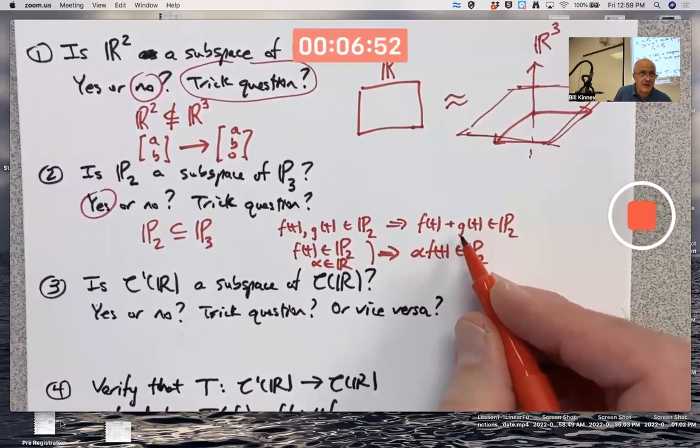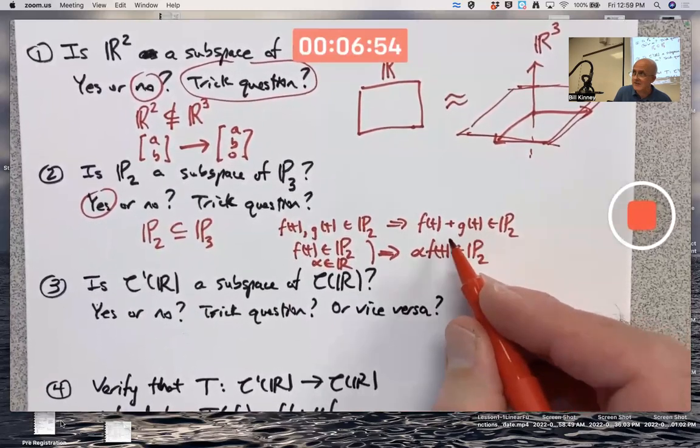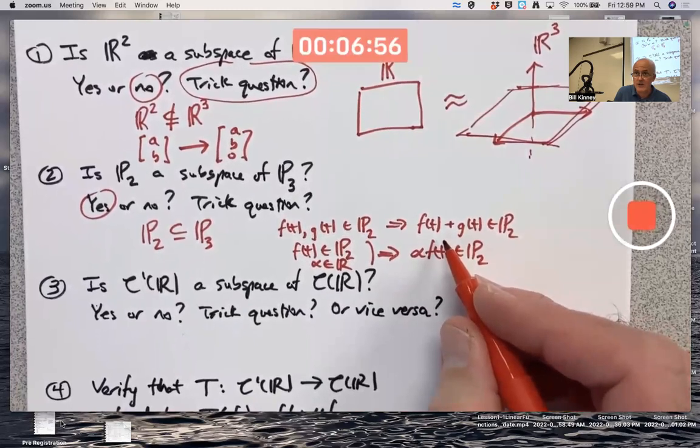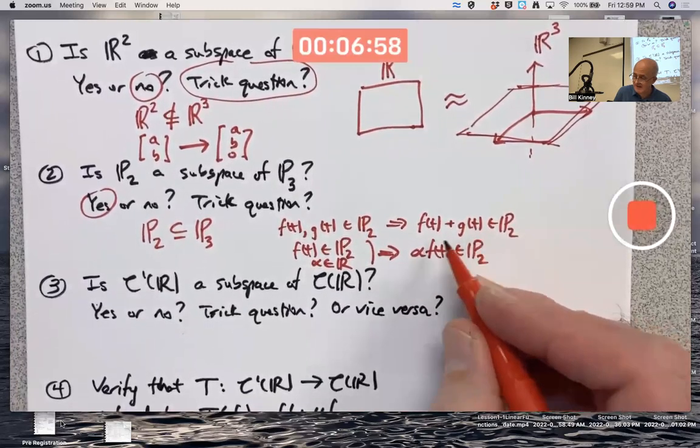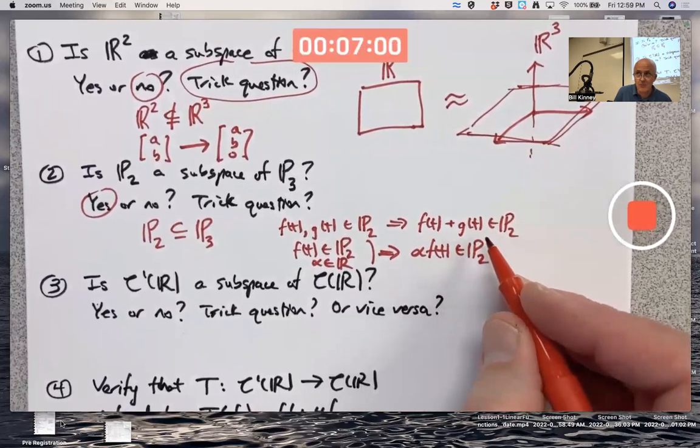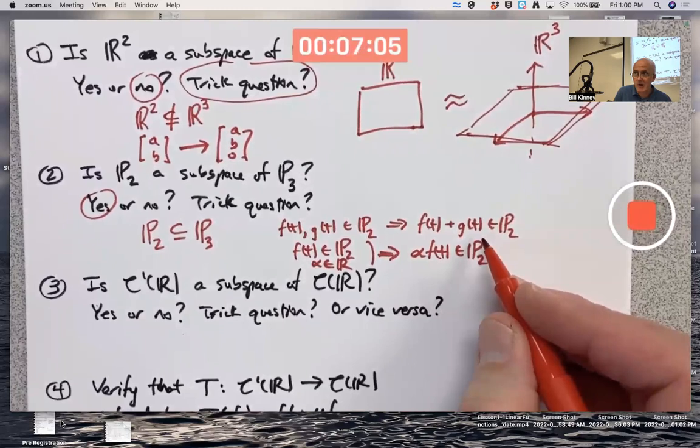It could decrease its degree if g of t is the additive inverse of f of t. Like if f of t is t squared and g of t is negative t squared, then f of t plus g of t would be the zero polynomial. But it's not going to make its degree bigger.